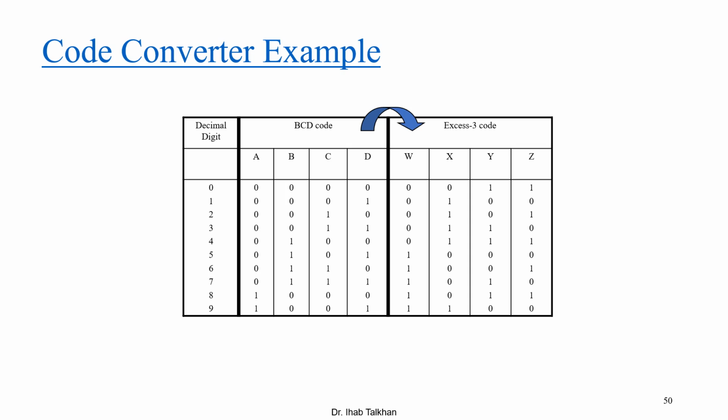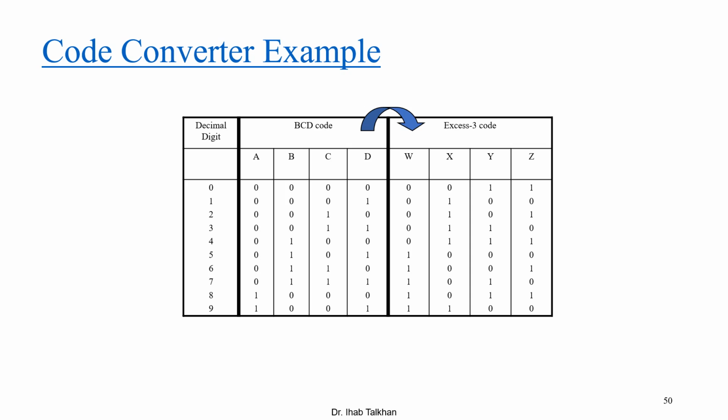Okay, so now we have 4 outputs, W, X, Y, Z, and you need to get each output as a function of A, B, C, D. Remember that you have 4 inputs, which means that you have 16 combinations. This means that we have 6 undefined states, from 10 up to 15, and you have to use these as don't cares, as we mentioned in previous lectures.